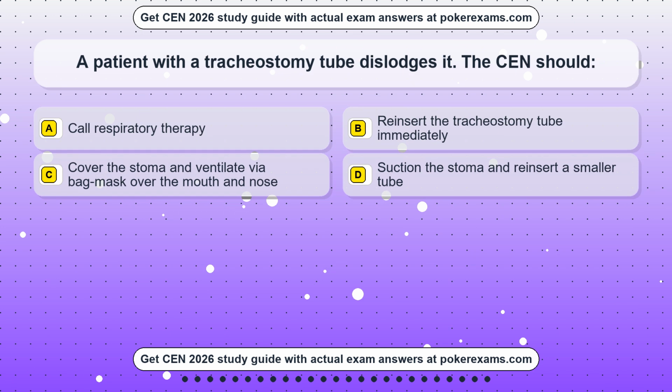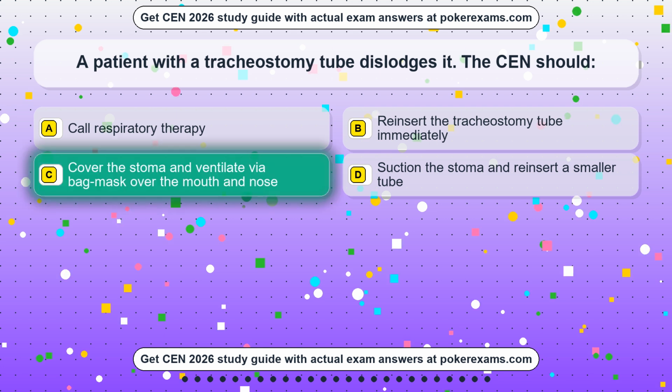Question 18. A patient with a tracheostomy tube dislodges it. The CEN should: Option A. Call respiratory therapy. Option B. Reinsert the tracheostomy tube immediately. Option C. Cover the stoma and ventilate via bag mask over the mouth and nose. Option D. Suction the stoma and reinsert a smaller tube. The correct answer is option C. Cover the stoma and ventilate via bag mask over the mouth and nose.